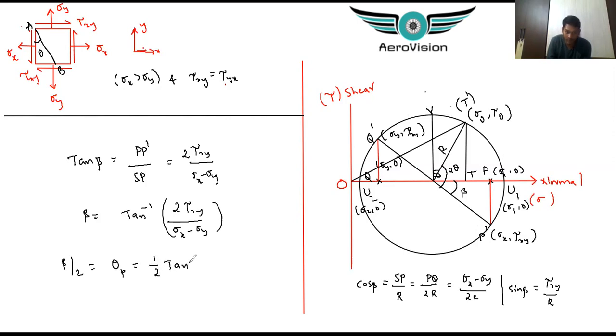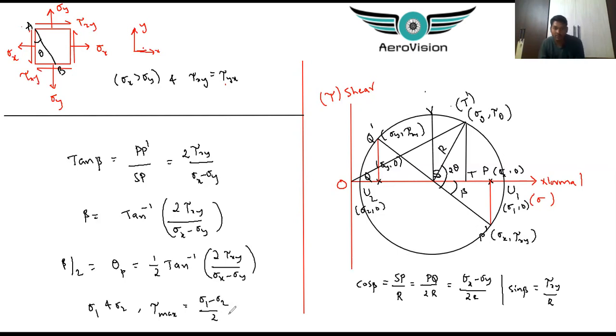Half of tan inverse of 2 tau XY by sigma X minus sigma Y. If you substitute this value in the equations we got earlier, you can find out the values of sigma 1 and sigma 2. From that, you can find out tau max by using this expression: sigma 1 minus sigma 2 by 2.